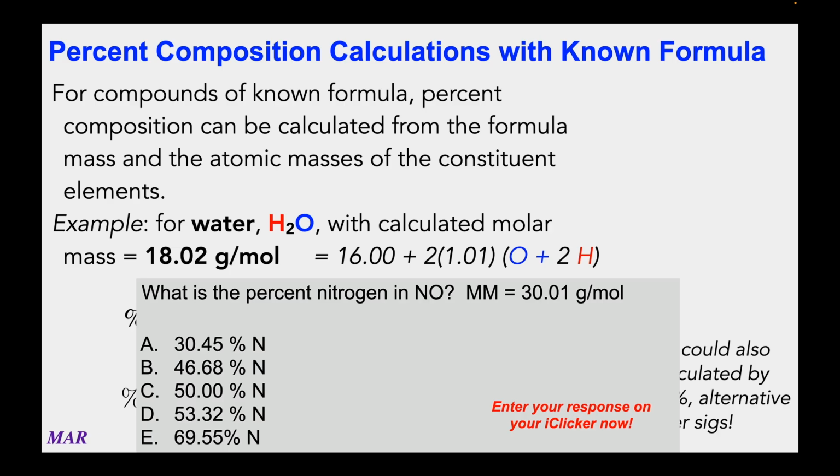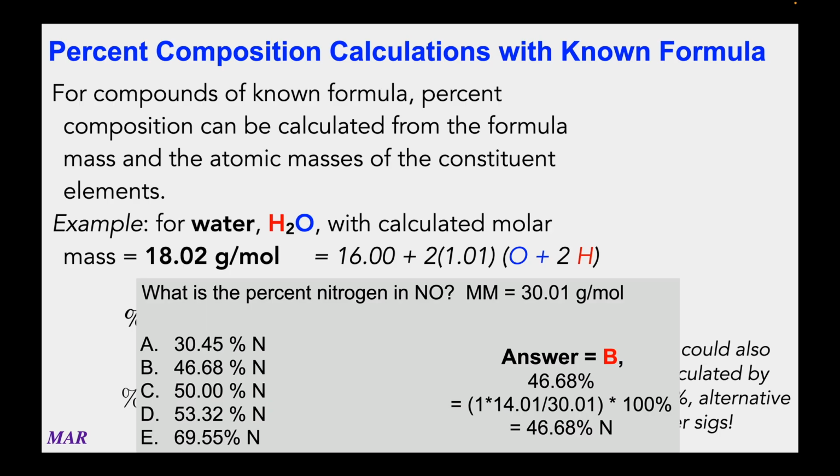times 100%. Mathematically, that would be 14.01 on top. You would divide it by 30.01 on the bottom, multiplied by 100%. It'll be a little less than 50% because 15 divided by 30 is 50%, and NO is a little less than 14, so it comes out to be 46.68% nitrogen. And there's the better math there on the bottom, but you can kind of estimate. So anyway, no problem. It's just another little trick of the trade if you need to use it.